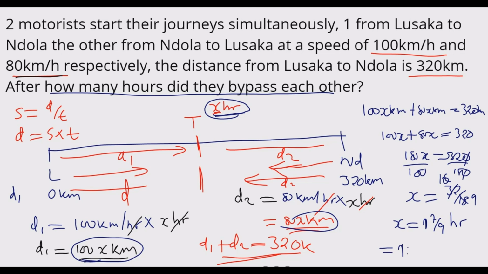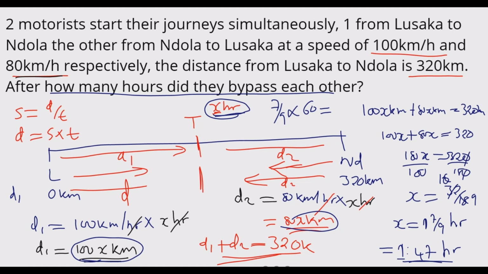Then I'm going to have 7 over 9 converted to minutes, so it will be 7 over 9 multiplied by 60. This will give me 46.67 minutes, which to the nearest minute will give me 47 minutes. So the period will be 1 hour 47 minutes. So that's the time they are going to meet each other.